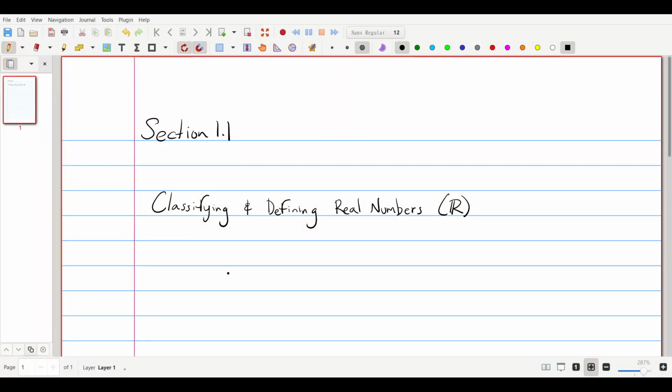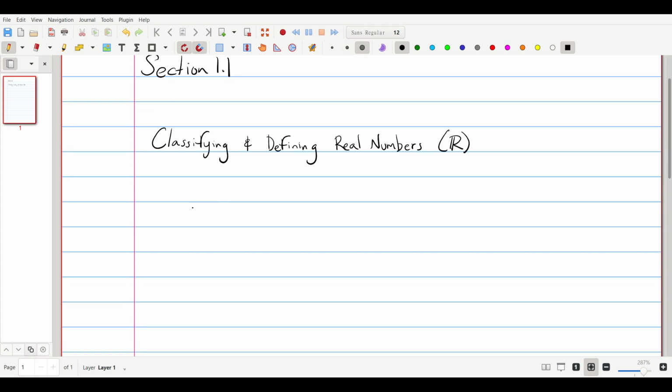Alright, so today we're going to be covering the classification and defining the real numbers. So when we think about the real numbers, basically we're just talking about the number line, right? And what kind of stuff do we have on the number line? Well, we have 0. You can think of that as the middle of the number line.